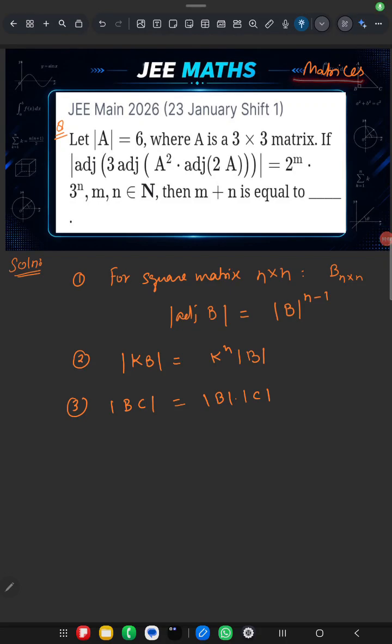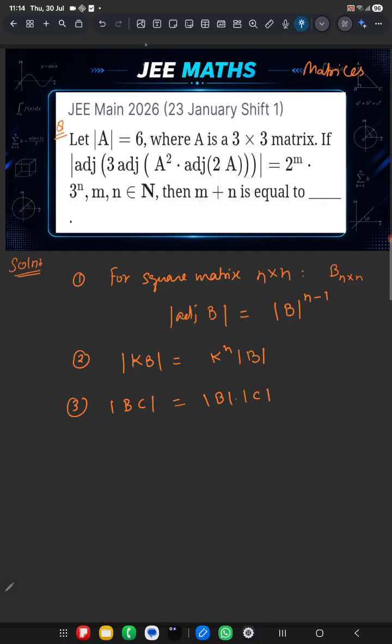Question is from the matrices chapter, JEE Main 2026. Let the determinant of matrix A be 6, where A is a 3 cross 3 matrix, of order 3. If the determinant of adjoint of 3 into adjoint of A square into adjoint of twice of A is 2 raised to the power m into 3 raised to the power n, where m, n belong to natural numbers, then m plus n is equal to, you have to find out.